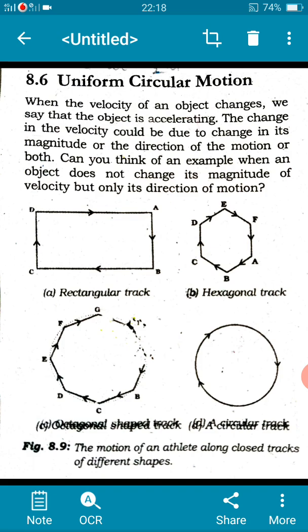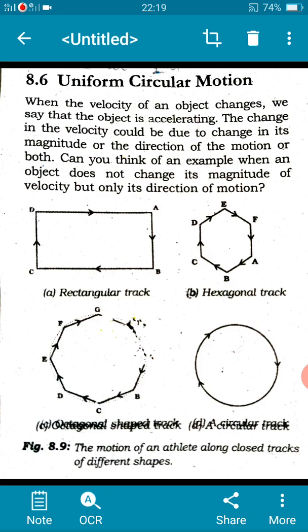And if it is an octagonal shaped track, 8 corners or 8 sides, how many times will he change? That is 8 times, isn't it? And next one, see, that is the circular one.